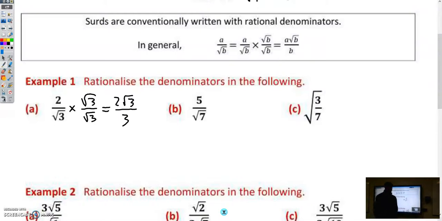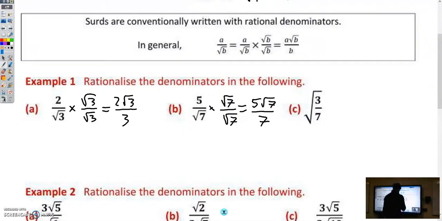For B, we have 5 over the square root of 7. So once again, we will multiply by the square root of 7 over the square root of 7. Okay? Multiply by root 7 over root 7. The top will become 5 times root 7. So 5 root 7. The bottom, or the denominator, will become root 7 times root 7, which is just 7.